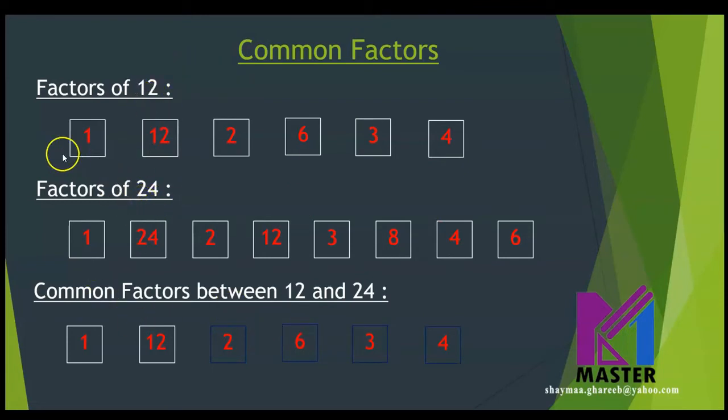What do you notice here? All the factors of 12 are common factors between the 12 and 24. Do you know why? Can you think of the reason? Because number 12 itself is a factor of number 24, which means all the factors of number 12 are also factors of number 24. Is this clear now? Now do you understand the meaning of common factors between any two numbers or more? Let's see what next.